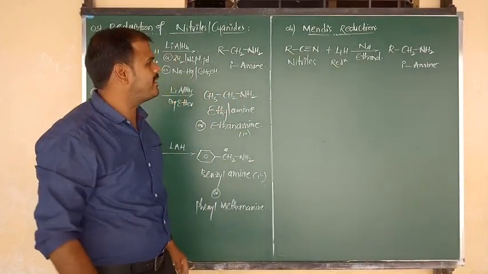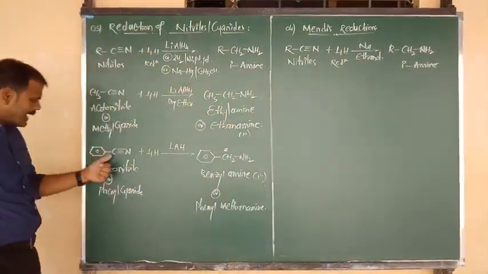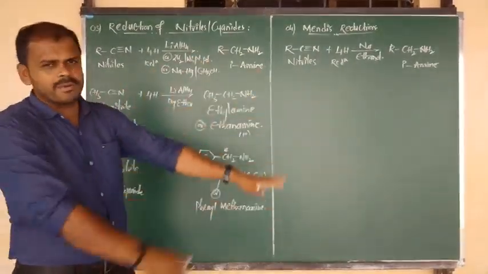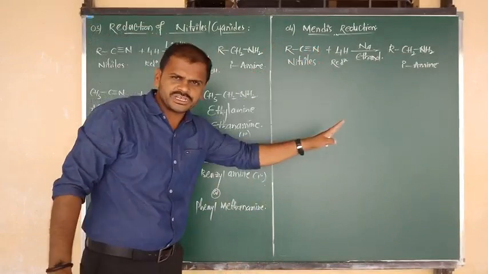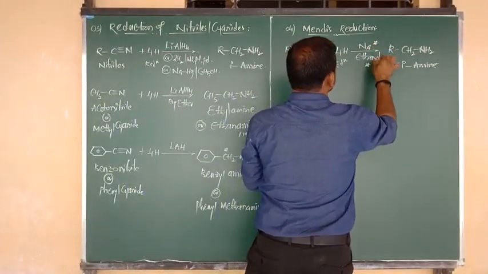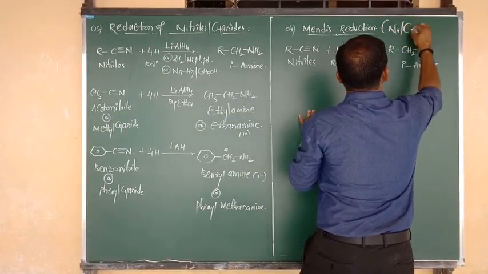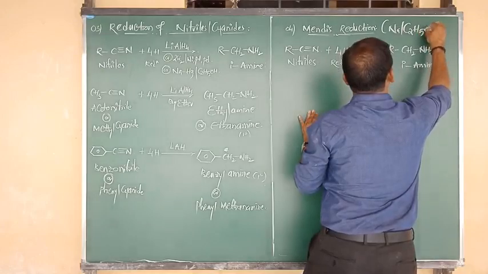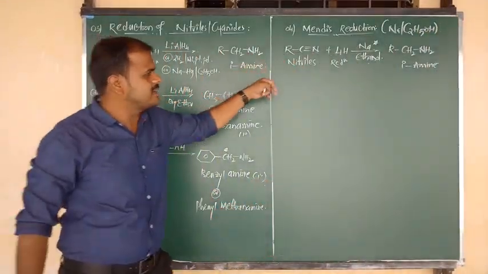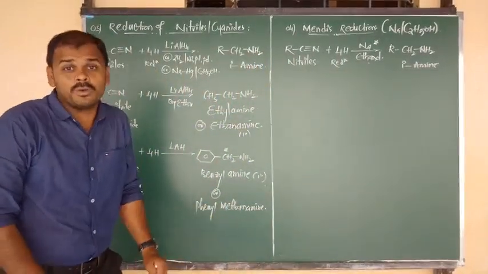Primary amine. Same, acetonitrile changes into ethylamine, benzonitrile changes into benzylamine. The same reactant, the same product we can get in Mendius reduction. Now we have to focus on the reducing agent. So what is the reducing agent? Sodium in the presence of ethyl alcohol. With this specific or selective reducing agent, nitriles will be reduced into primary amines. I hope you understand.